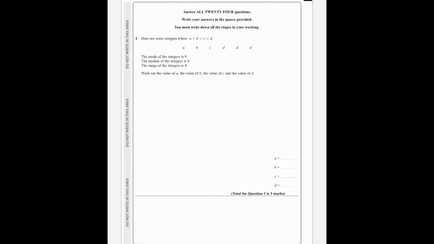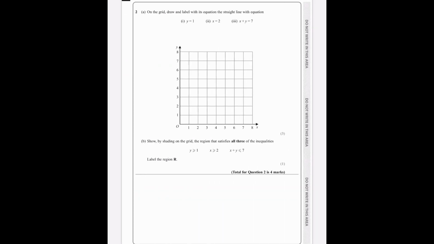Cracking off with question number 1, we've got some integers. A is less than B is less than C is less than D. We know the mode is 9, so D is clearly 9. The median is 8, that will be halfway between C and D, so C is 7. The range is 4, that allows you to work out that A is 5, and finally 6 has to go in between them to complete the set.